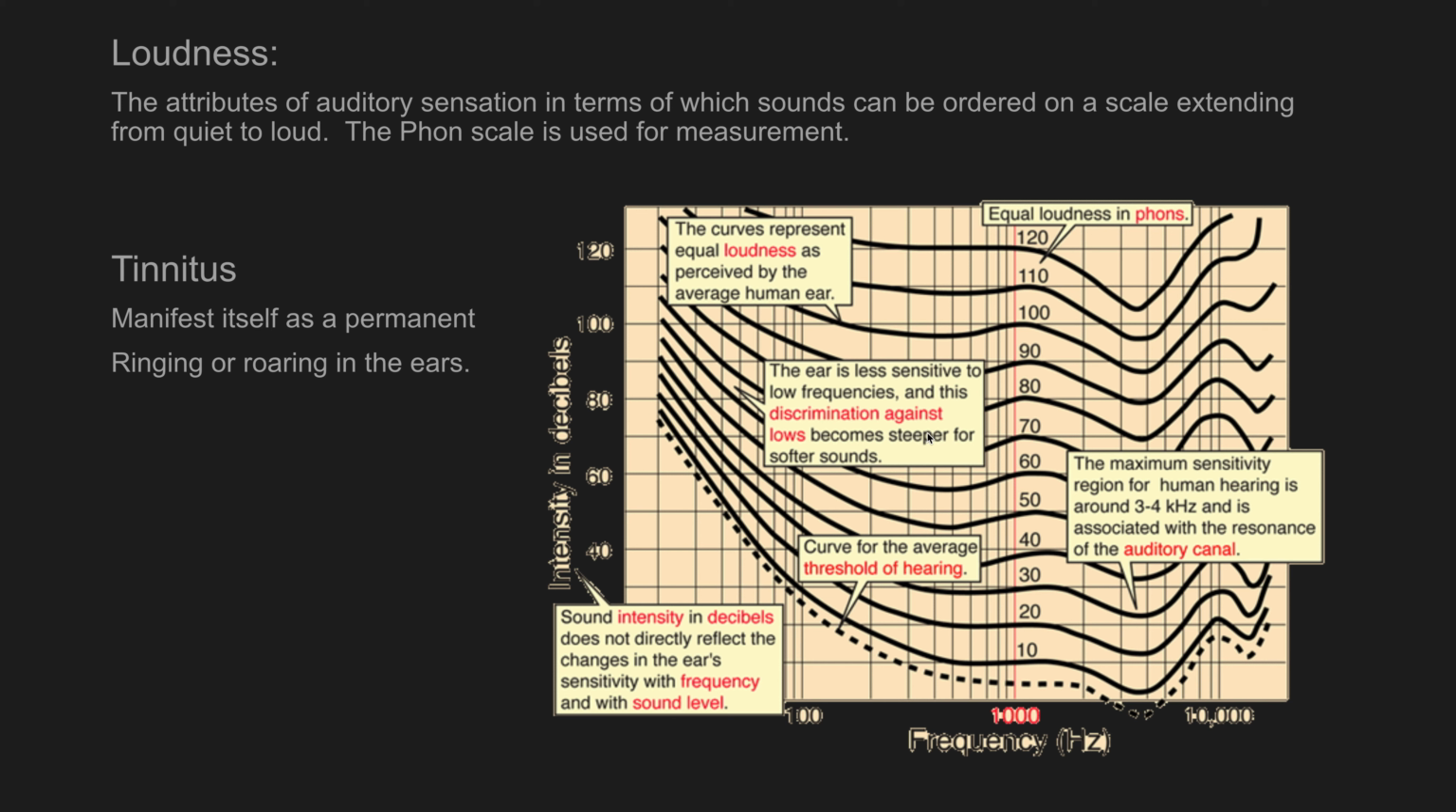The maximum sensitivity region for human hearing is around 3 to 4 kilohertz and is associated with the resonance of the auditory canal. And that's about 30. So when you start to perceive something as loud, it's around 100 decibels is what perceived loudness is. And you can read through all that.